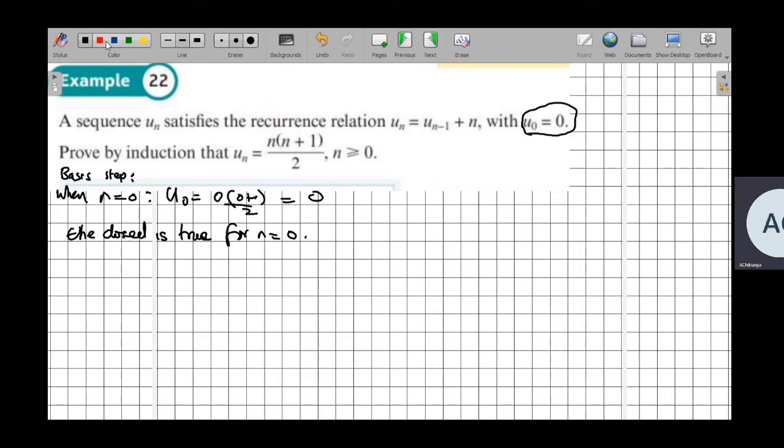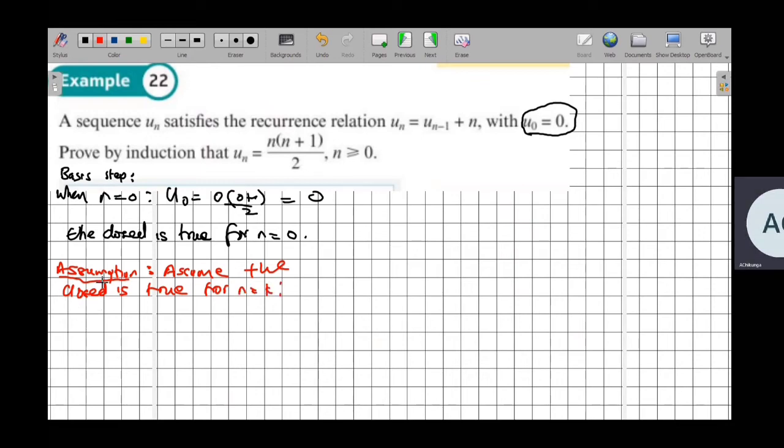You make an assumption. Before you do induction, you need to have an assumption. Assume the closed form is true for n is equal to k.